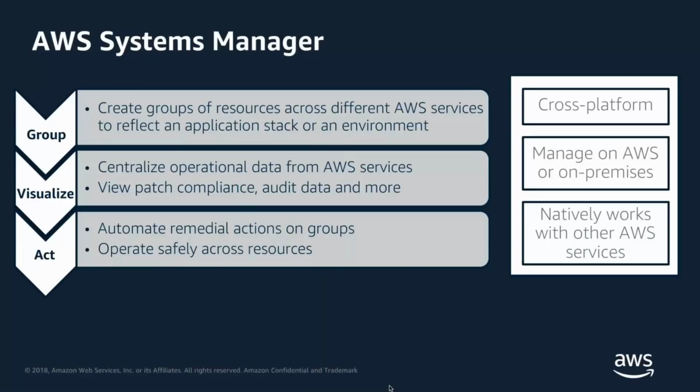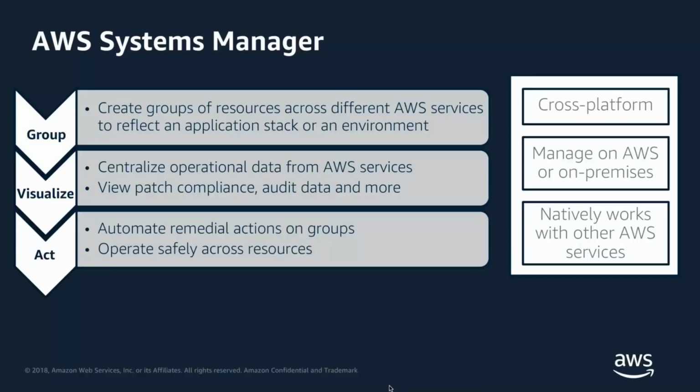AWS Systems Manager seeks to provide operational visibility and control by helping you to group, visualize, and act. Grouping means the ability to create groups of resources across different AWS services to reflect an application stack in our environment. And one of the areas that this differs from traditional resource groups is that we can group other resources besides just EC2 instances. So everything from S3 buckets, EC2 instances, security groups, all the things that make up your application stack can now be grouped together, and you can reflect that inside Systems Manager as well.